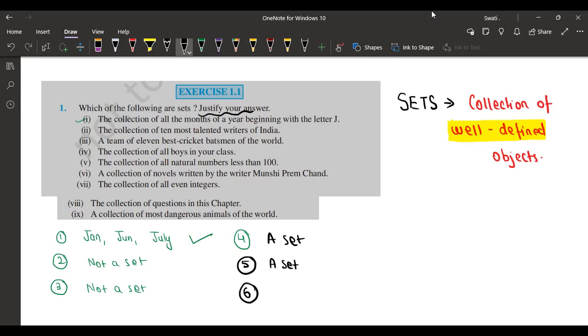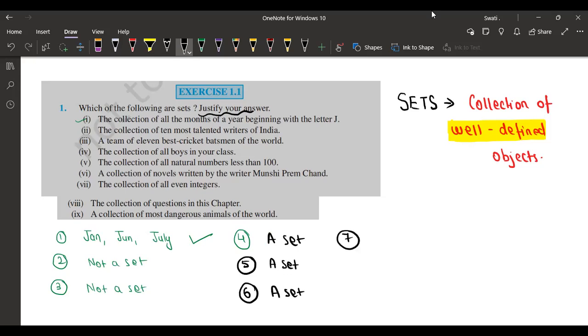Next is the sixth one, the collection of novels written by the writer Munshi Premchand. Now, this is fixed. You can't just take any novel and say that he is not the writer. If he is the writer, he is the writer only. That means we can collect all those novels which are written by the writer Munshi Premchand. That is why it is again well defined, and that is why it is a set.